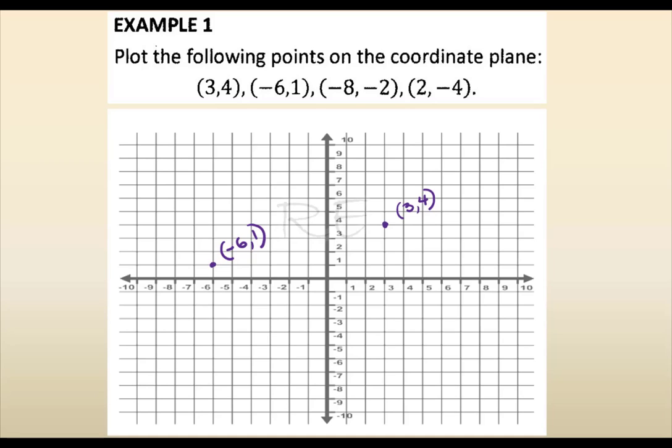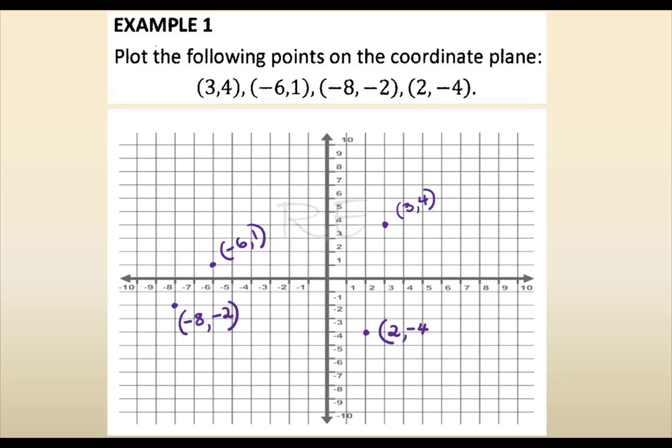(-8, -2) means starting from 0 you go left 8 units, to -8, and from -8 you go down 2 units. That's (-8, -2). And (2, -4) means from 0, you go right 2 units, and then from 2, you go down 4 units.